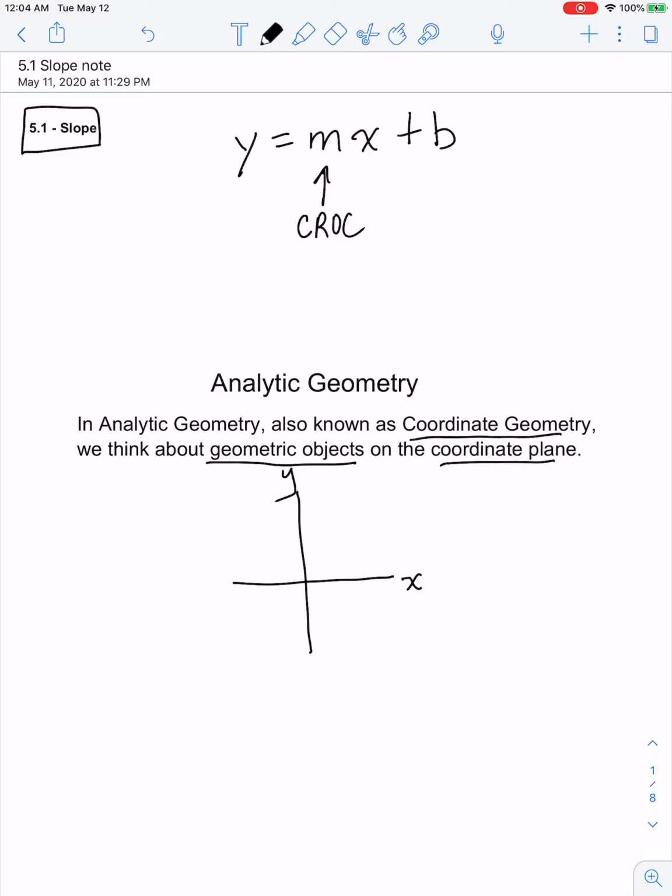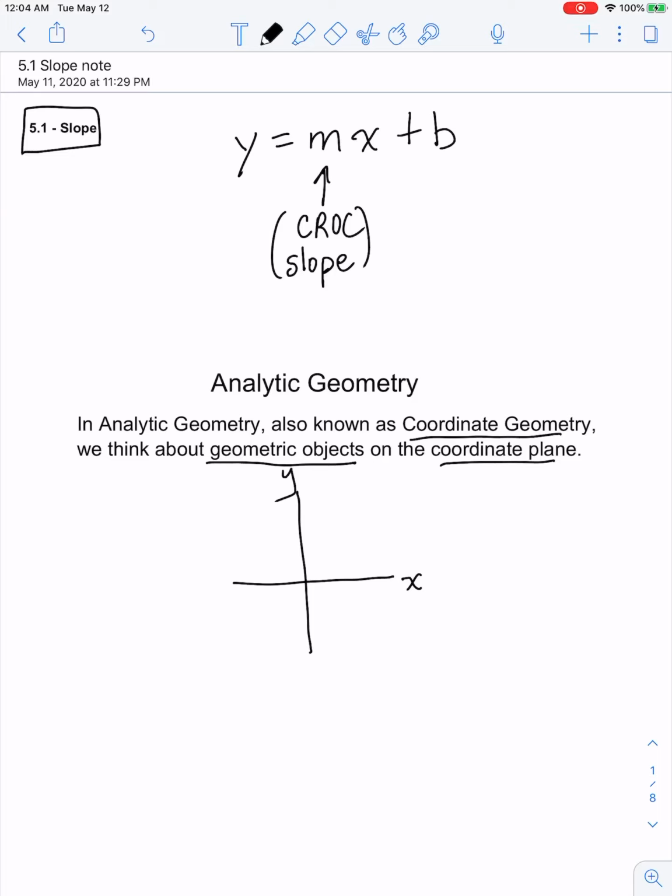When we're looking at it in terms of analytic geometry, this is more theoretical. We're not looking at scenarios. We're just looking at what happens with straight lines. What kinds of things can we notice? We call this the slope in analytic geometry. So CROC and slope are exactly the same thing, but we just call it a different thing when we're dealing with analytic geometry.